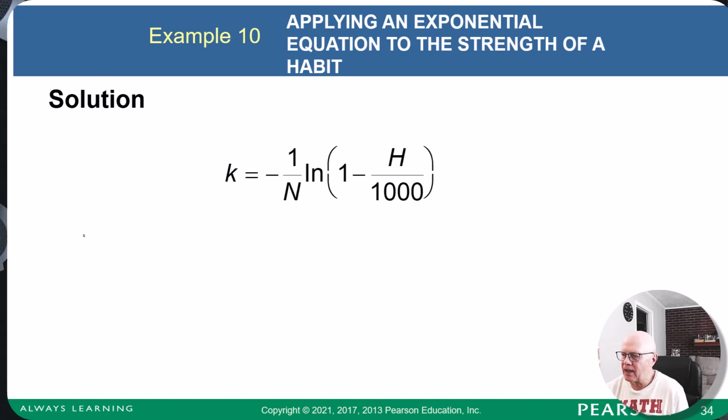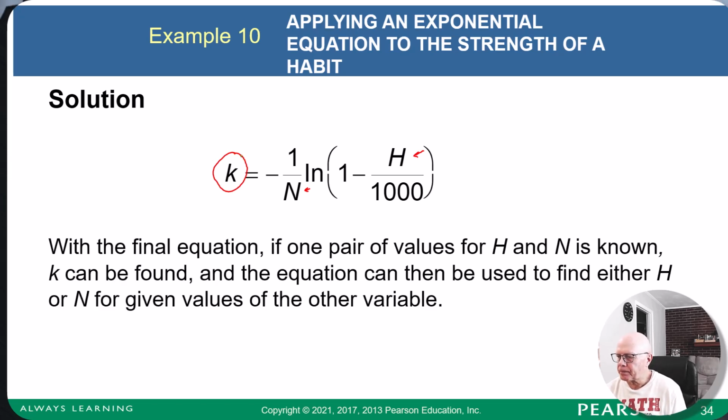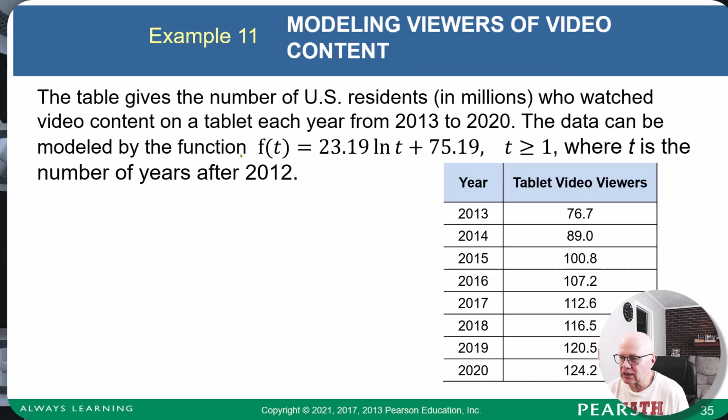This is your k. But of course, someone has to tell you what the n is and what the h is. Then you'll know what your friend k is. So if we can find one pair of values of h and n, we'll have k in our back pocket.